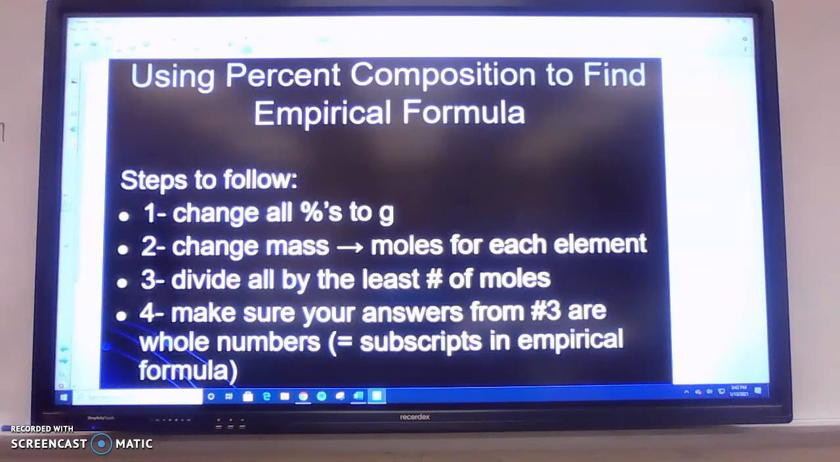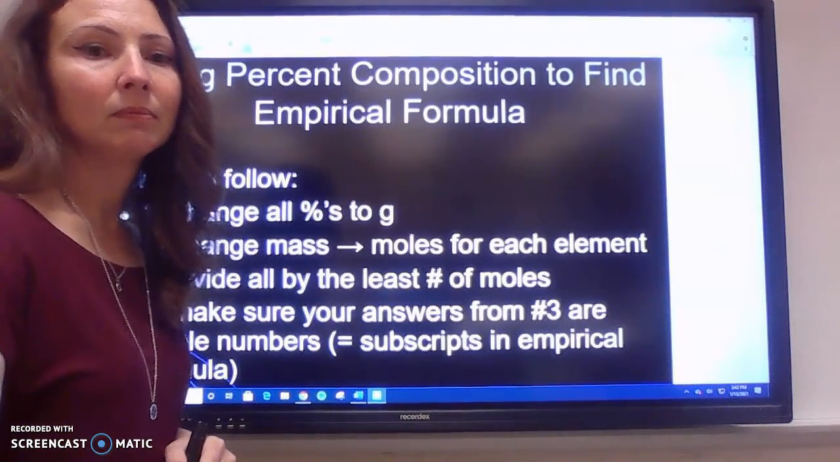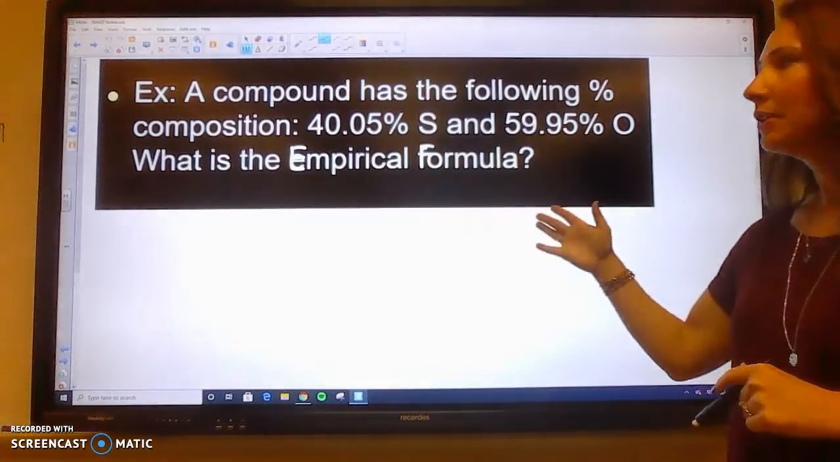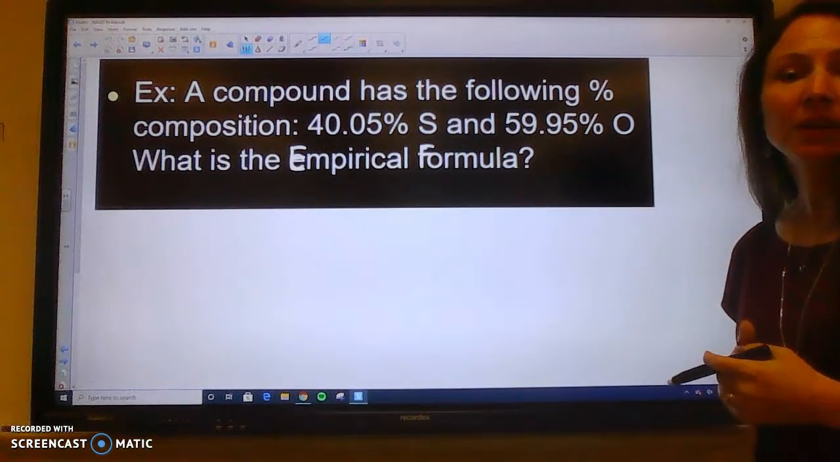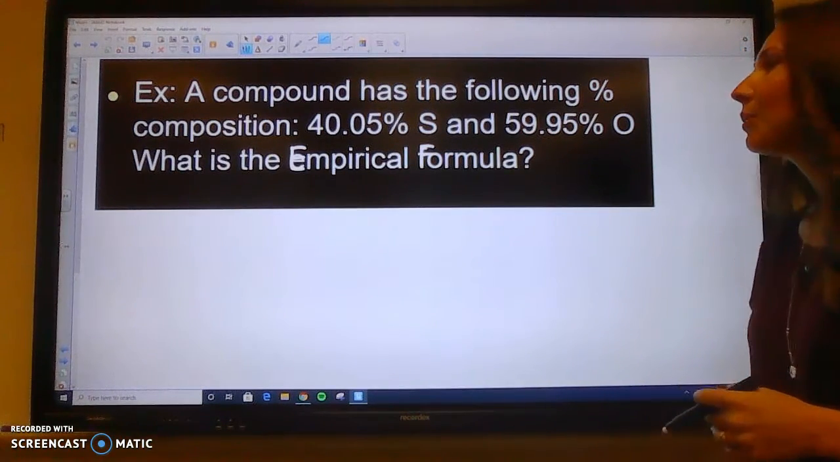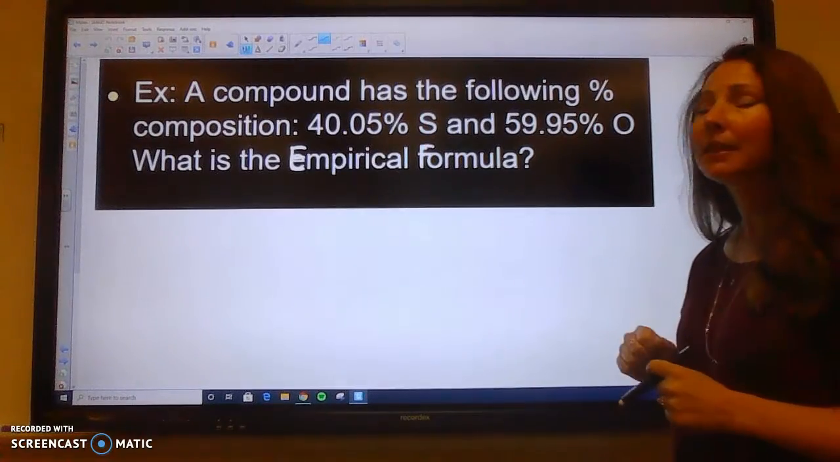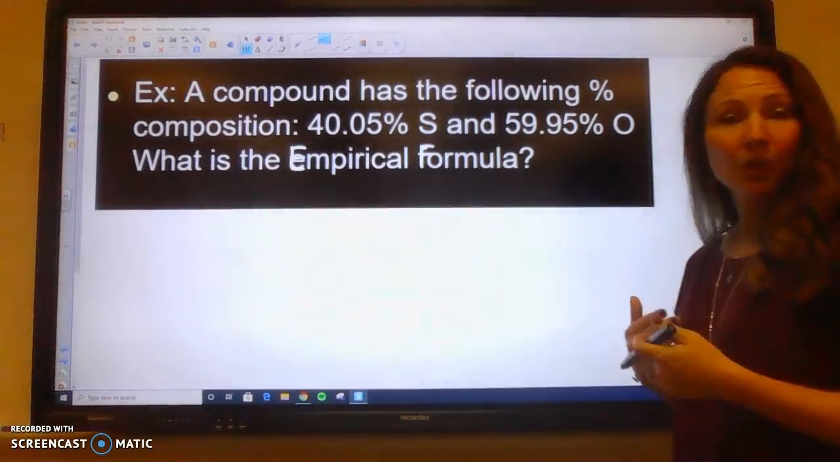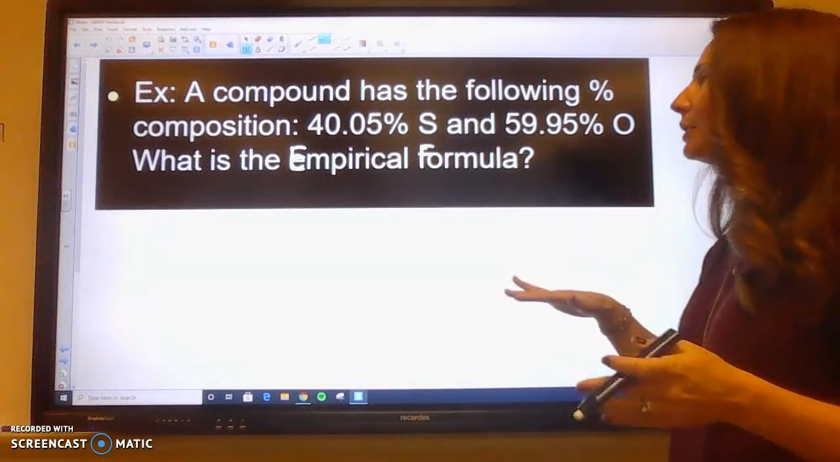So let's look at an example. Here's an example problem where we would be given the percent composition and we're asked to find the empirical formula. So you're going to want to pause the video and copy this down. And to work this problem out, here's what I would do.